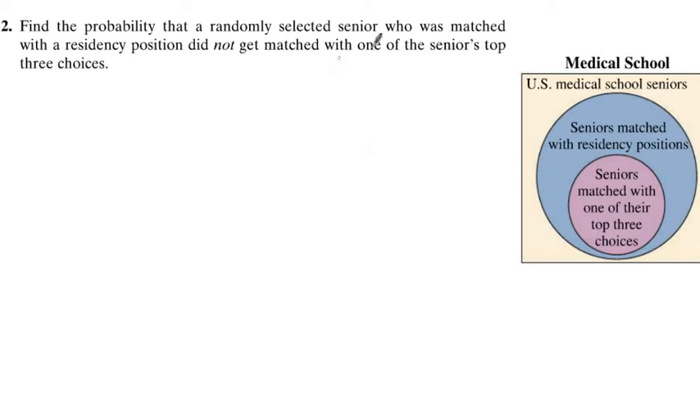This one, find the probability that a randomly selected senior who was matched did not get matched with one of their top 3. So this one is a little bit trickier unless you think about it. This is another case where we want to use the complement. It'll be easier to do it that way. A lot of times if you see this word "not," that's a hint that you might want to look at the complement. So what is the complement of not getting matched? The opposite of not getting matched is getting matched, right? Getting matched with one of your top 3. That's this little circle inside.